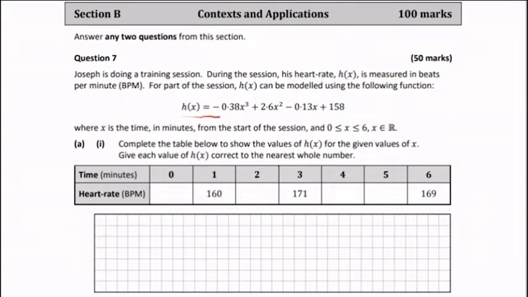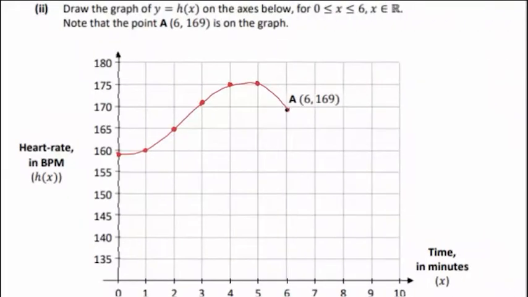Welcome back to question 7. Let's read it. Joseph is doing a training session. This is the equation h of x, which details his heart rate. We have to fill in the table first of all before we plot the graph. So just plug every value of 0, 2, 4 and 5 into this equation with your calculator, and we will get the following outputs: 158, 165, 175 and 175.